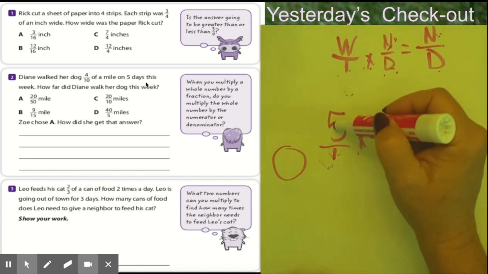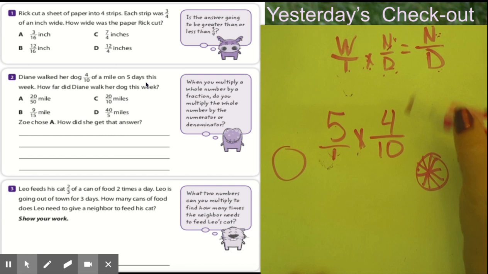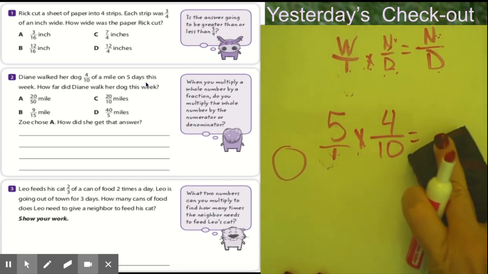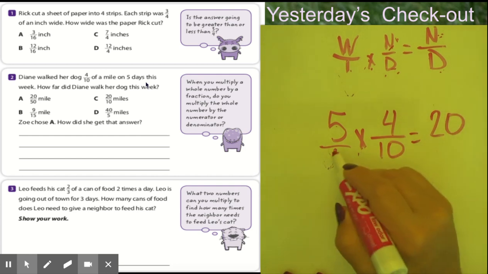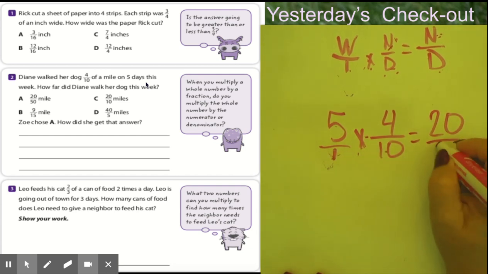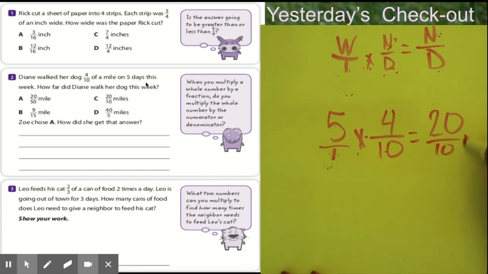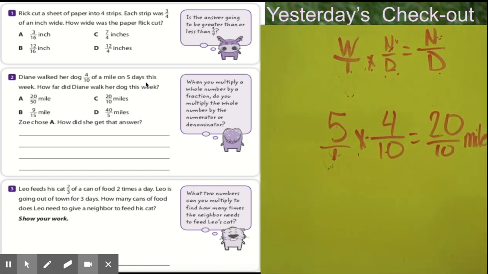So 5 times 4 equals 20. And then 1 times 10 equals 10. So 20/10 of a mile is how far she walked in those 5 days.